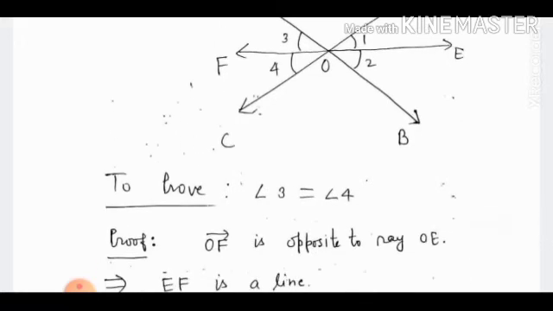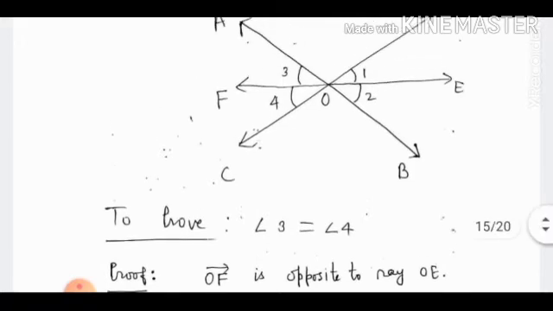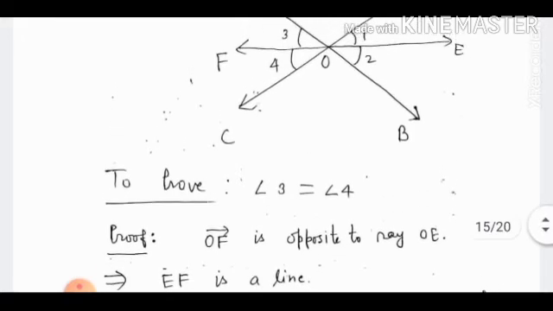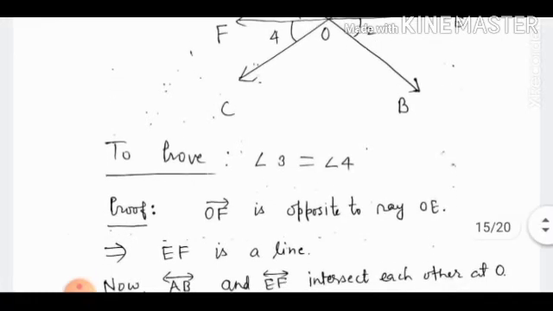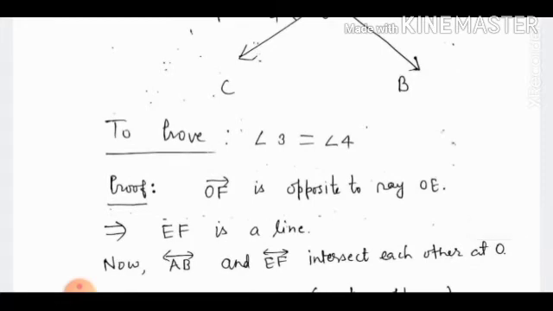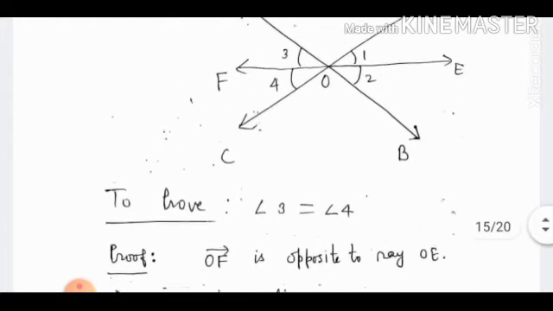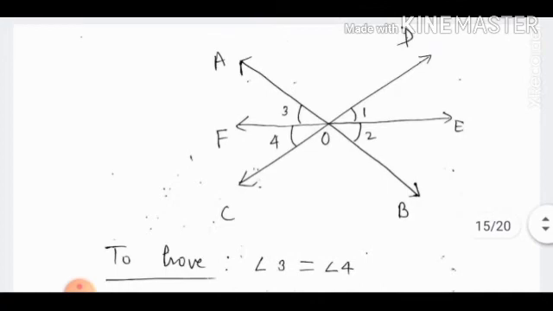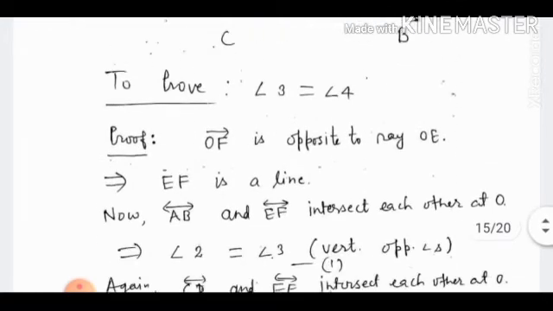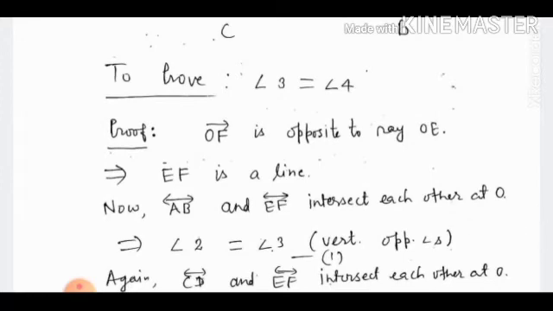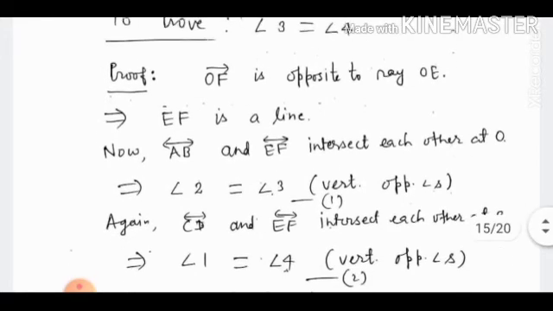Proof: OF is opposite to ray OE. This implies that EF is a line. Ray opposite to another ray forms a line. Now line AB and line EF intersect each other at O. This implies that angle 2 is equal to angle 3, vertically opposite angles. This is equation 1.